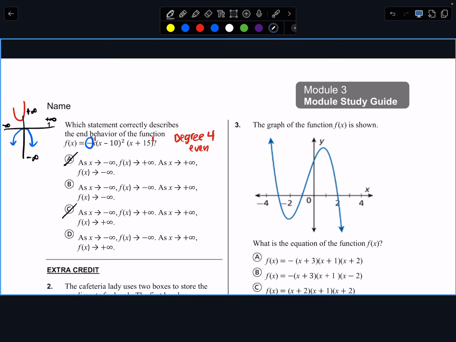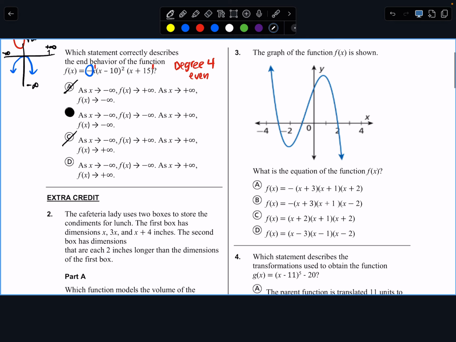As my x values are getting more positive, what are my y values doing? Towards positive infinity. So what's my answer? B as in boy. Okay? Does that make sense? So we have to figure out the degree. And if it's got a negative in front, then it flips the graph. Okay? All right. We're going to skip the extra credit question. If we have time at the end, we'll go over it.